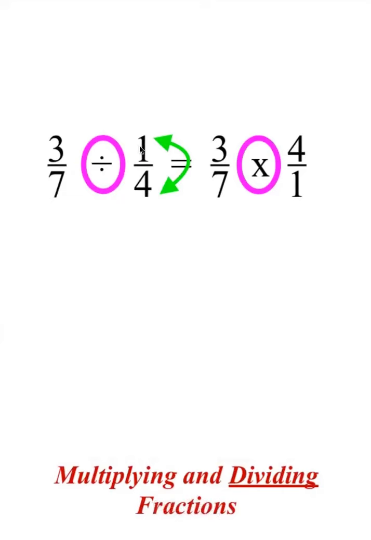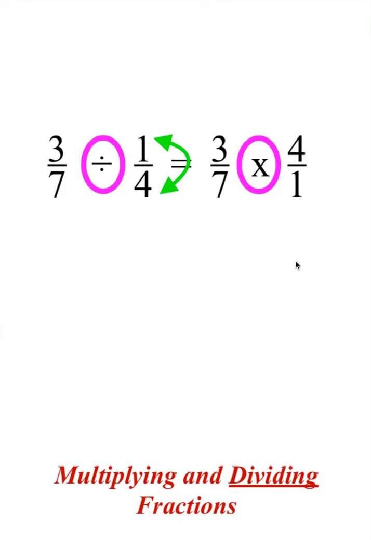So we flip this one, so what was on the top, also known as the numerator, goes onto the bottom to become the denominator. And what was the denominator, from the bottom, goes to the top to become the numerator. So we can see that flip here. And then we just change this divide symbol to multiply.